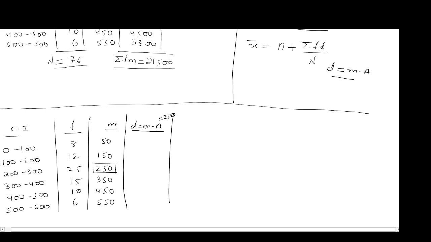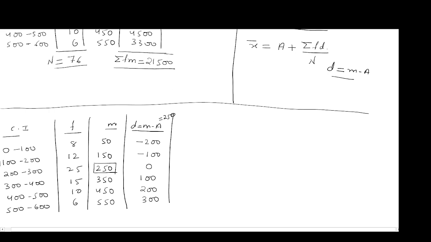Now subtract each midpoint value with the assumed mean. That is 50 minus 250 is minus 200. 150 minus 250 is minus 100. 250 minus 250 is 0. 350 minus 250 is plus 100. 450 minus 250 is plus 200. 550 minus 250 is plus 300. So this is how D value should be calculated, by subtracting the assumed mean from the midpoint.